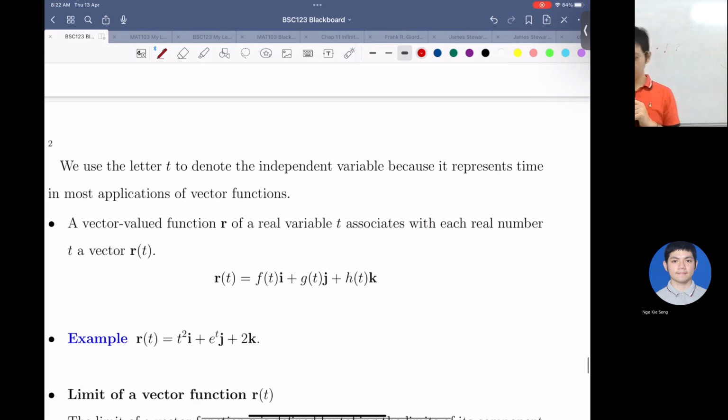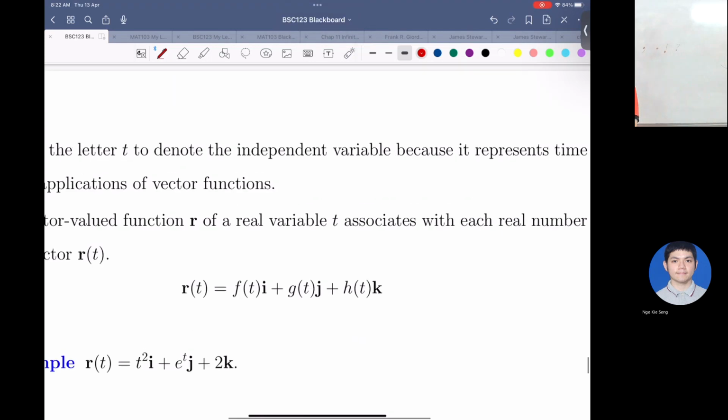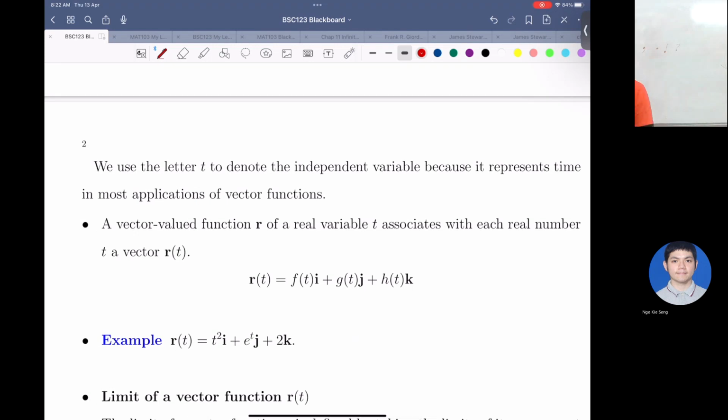So we have an example here. We use t to denote the time variable or the independent variable. It represents time in most applications of vector functions. A vector-valued function r of a real variable t associates with each real number t a vector r(t). This is just repeating what we did in lecture one. Last time we did it for two dimensions, now we do it for three dimensions.